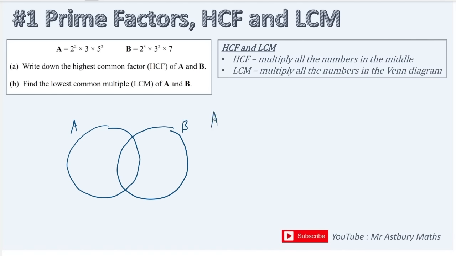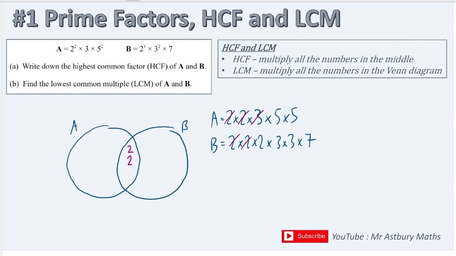I would then write out A as 2 times 2, because there's 2 squared, times 3, times 5 squared, so 5 times 5. And I'd write B as 2 cubed, which is 2 times 2 times 2, times by 3 squared, 3 times 3, and times by 7. Now, which ones do they share? Well, they both have a 2, so I could put a 2 in the middle. They also have another 2, so I could put that in the middle as well. And they have a 3, which can go in the middle.